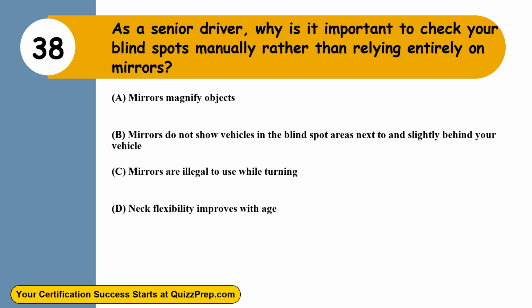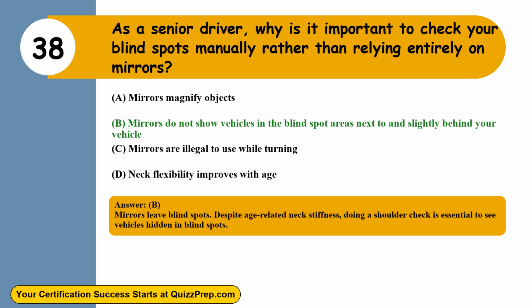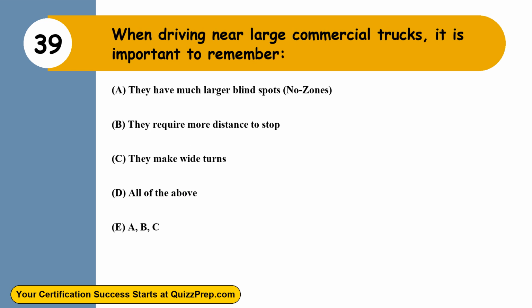Question 38. As a senior driver, why is it important to check your blind spots manually rather than relying entirely on mirrors? Option A, mirrors magnify objects. Option B, mirrors do not show vehicles in the blind spot areas next to and slightly behind your vehicle. Option C, mirrors are illegal to use while turning. Option D, neck flexibility improves with age. The correct answer is option B. Mirrors do not show vehicles in the blind spot areas next to and slightly behind your vehicle. Mirrors leave blind spots. Despite age-related neck stiffness, doing a shoulder check is essential to see vehicles hidden in blind spots.